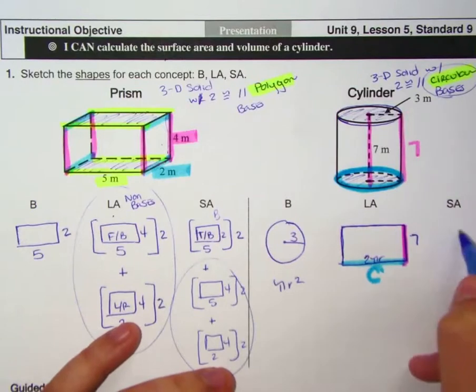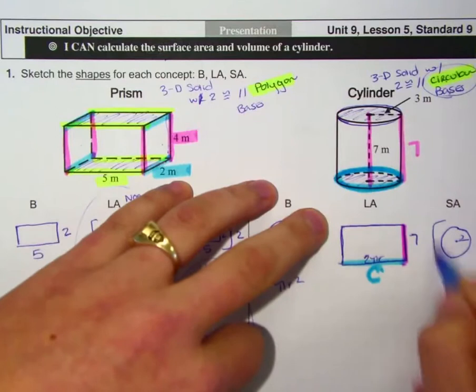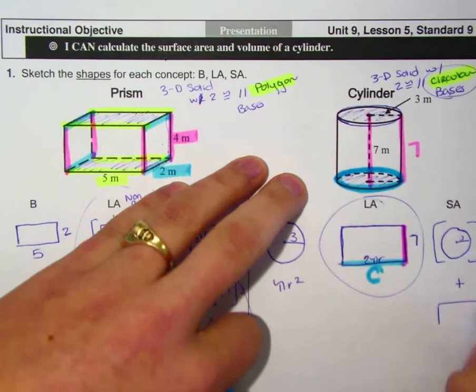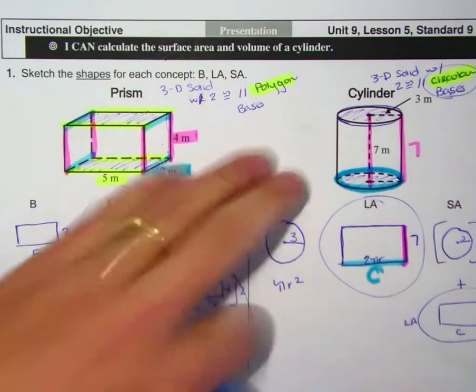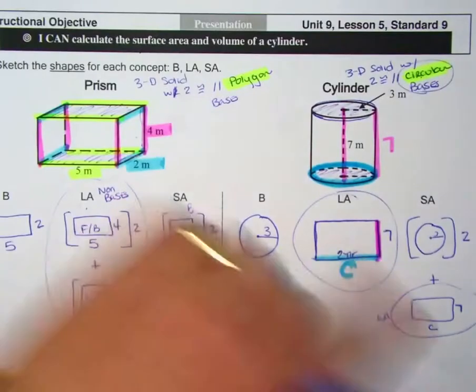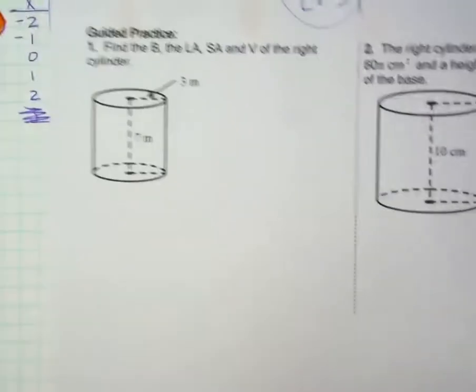The surface area will be the two circle bases, so this times 2, plus the lateral area, which is the circumference times the height. Again, this is lateral area. So we actually find them the same way. It's just the lateral area is a little bit of a different shape. Let's go ahead and do two examples together.